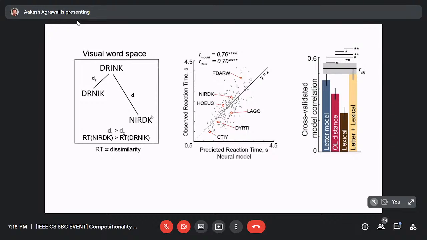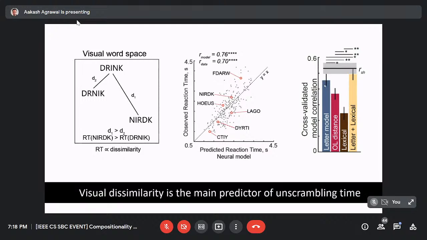If we also include some of the other lexical parameters like letter frequency, bigram frequency, and trigram frequency, then it slightly improves the model predictions. But overall, the letter model itself can predict a lot of variability in the data. Okay, so visual similarity is a predictor of unscrambling time.